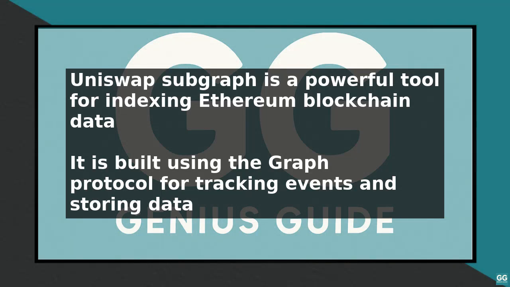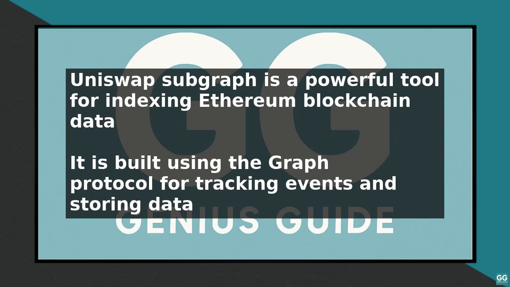Introduction to common issues with Uniswap Subgraph. Uniswap Subgraph is a powerful tool for indexing and querying data on the Ethereum blockchain. But like any complex system, it can be prone to issues. In this guide, we will walk through some of the most common problems that developers encounter when working with Uniswap Subgraph.